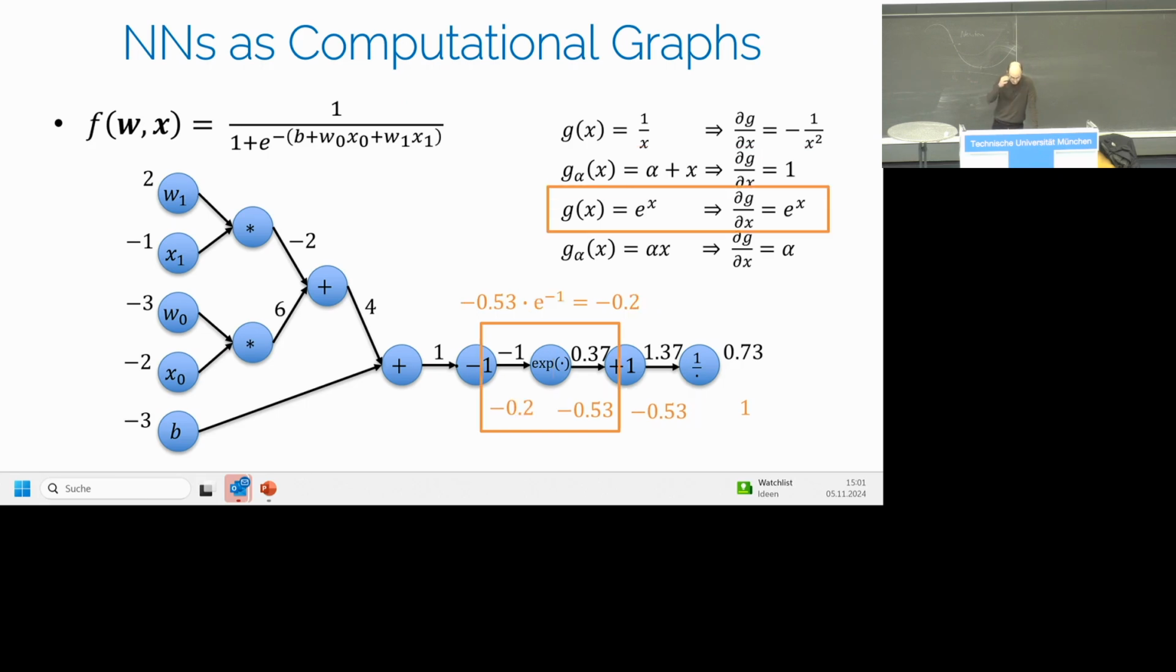And then here we are in this node where the exponentiation, so we have the exponential function of x. What is x here? We can read it out. X is minus 1 here. And so we have e to the minus 1 times the minus 0.53, and that gives us roughly minus 0.2. These are just rounded numbers. In practice, you'd have to maybe store the exact numbers.